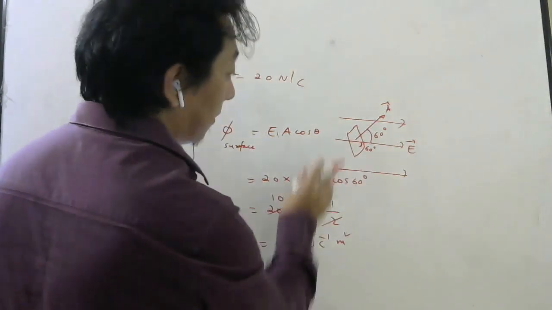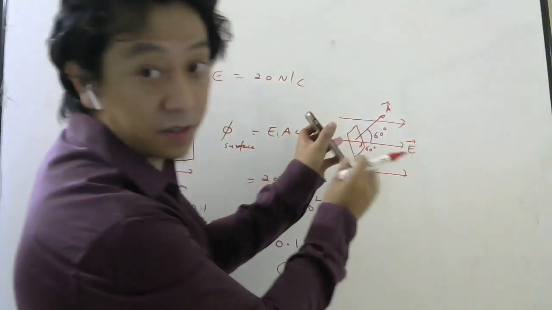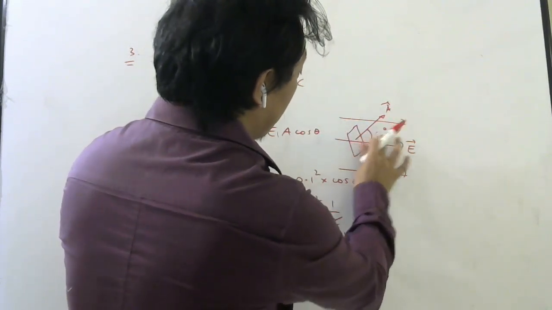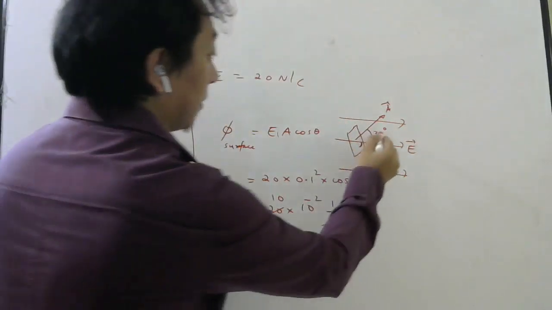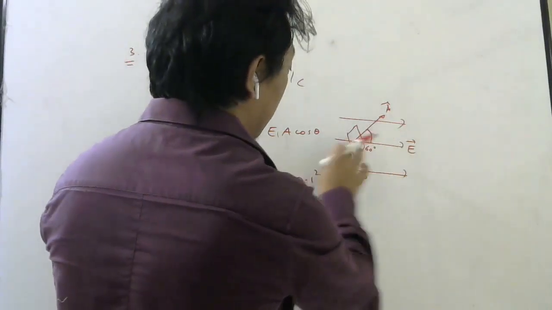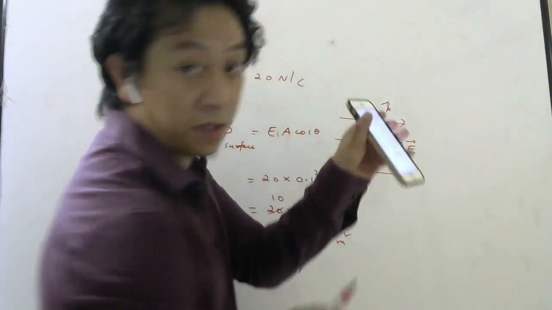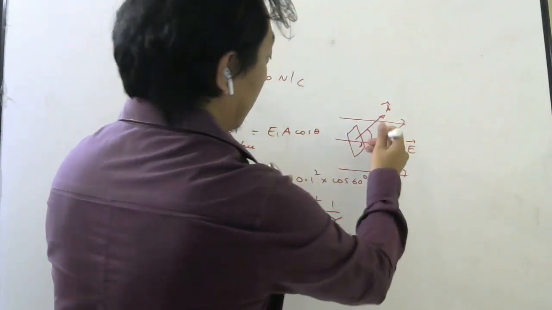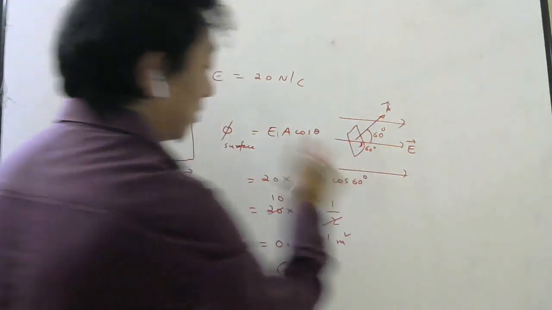Also notice, students, that sometimes they will say the surface makes an angle of 60 degree with the electric field. If the surface makes 60 degree, the area vector will be at 30 degree. So be very careful with this. In this question, no problem. They told the normal to the surface. So if this is the surface, the normal area vector makes 60 degree, they told. So directly we can use 60 degree.